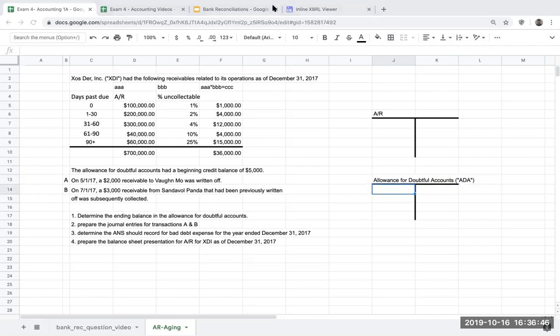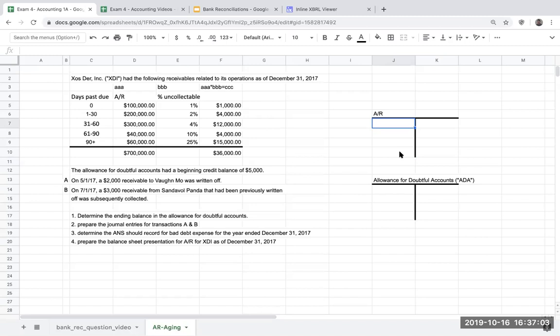And it looks like we have somebody else joining us. Is that Tivy? Hey Tivy, what's up? Good, how are you? Cool. So we just went through and did a bank rec, and now we're going over accounts receivable.